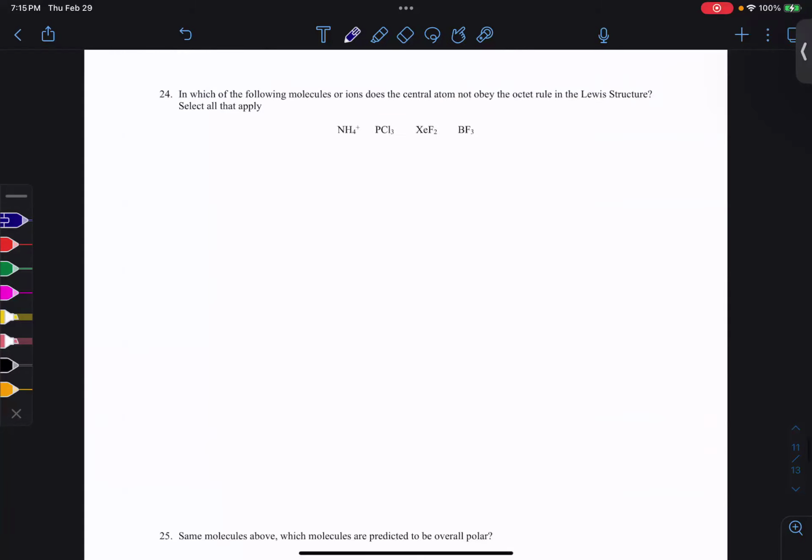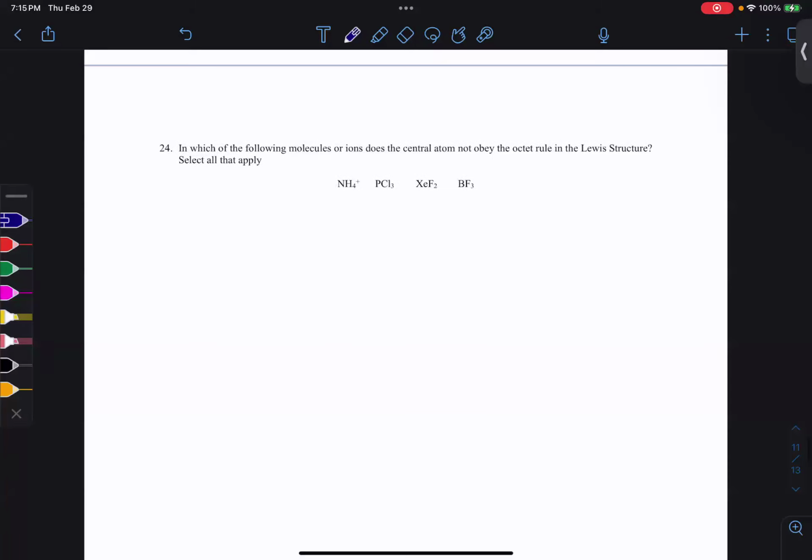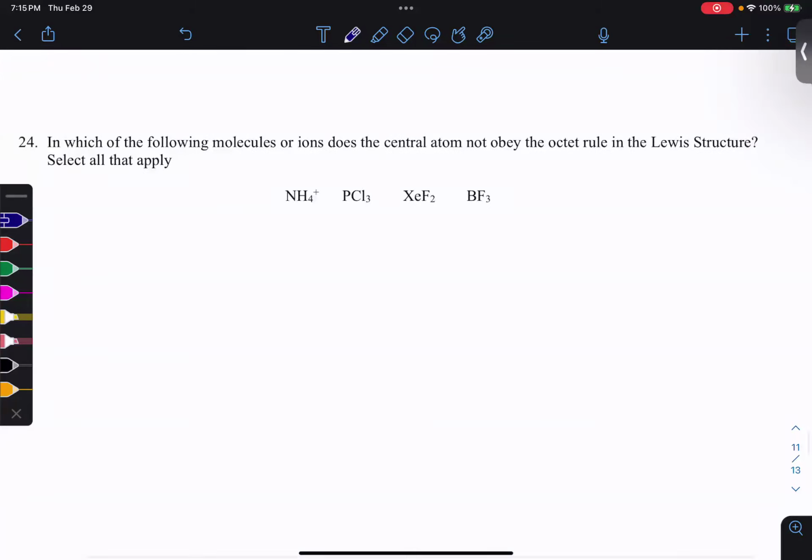All right, let's draw these suckers. I'm sick of the 6 steps, but hopefully at this point you've drawn BF3 enough that you know it's just 3 single bonds. All right, so what are the 6 steps? Count valence electrons, that's step 1. So we have 5 plus 4 minus 1 for NH4 plus. It's minus 1 because it's a cation. I think that adds up to 8.